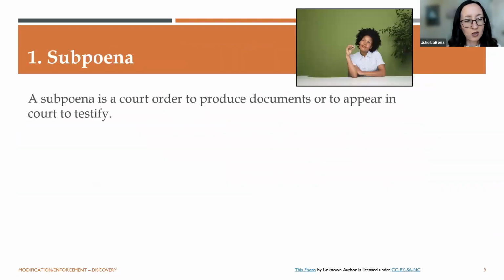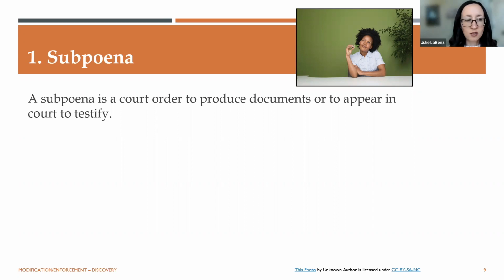Subpoena. So what we're going to get into now is the types of discovery requests you can make. And one of them is a subpoena. A subpoena is a court order to produce documents or to appear in court to testify. So keep in mind, there's two requests that can be made under a subpoena. Number one, to produce documents. So that's usually a subpoena to a bank or to a credit card company to produce historical records.